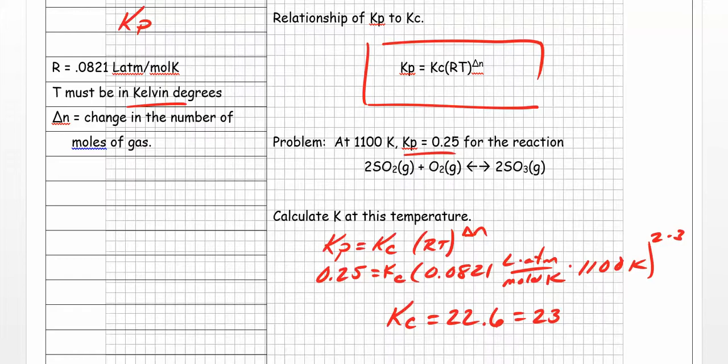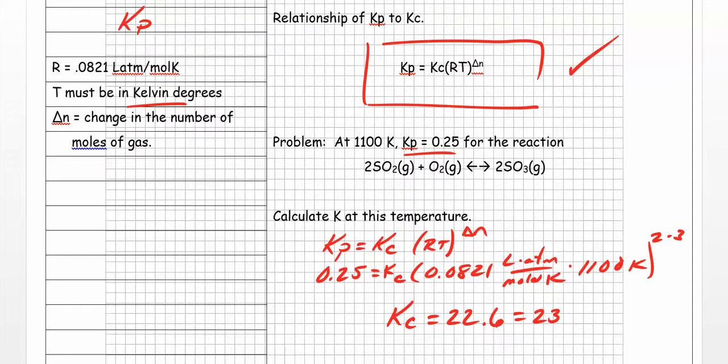Well, remember the basic relationship between Kp and Kc is this one up here. Kp is equal to Kc (RT) to the delta N. So let's write that down first. So we have Kp is equal to Kc (RT) to the delta N. And by the way, be sure that the parentheses include only the R and T and not the Kc. So now let's plug the Kp in. We've got 0.25 is equal to Kc, of course. Let's plug in our R, 0.0821 liter atmospheres per mole per degree Kelvin. We're told that the temperature is 1100 Kelvin.